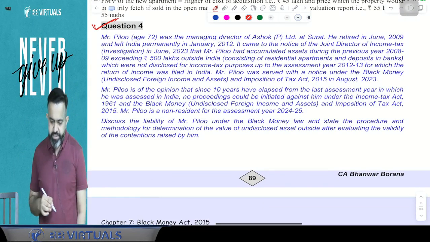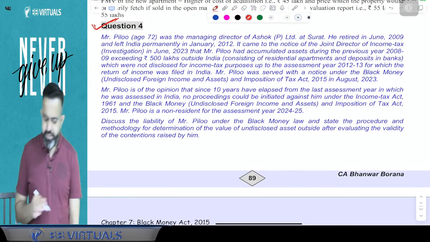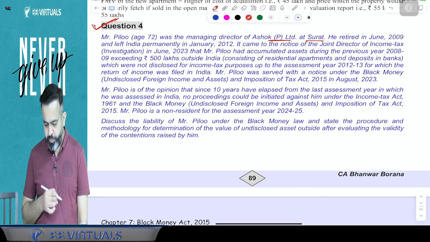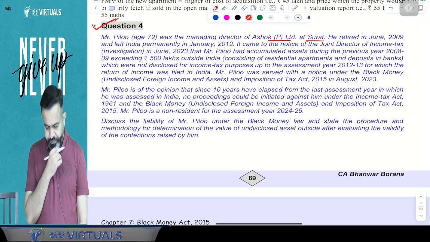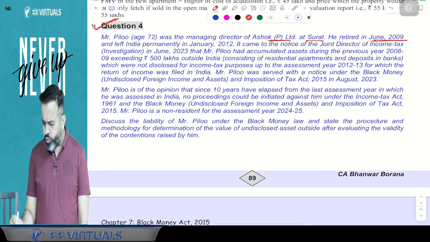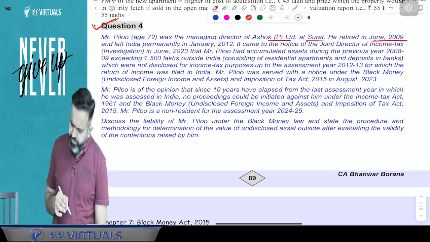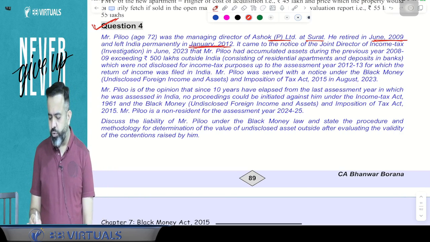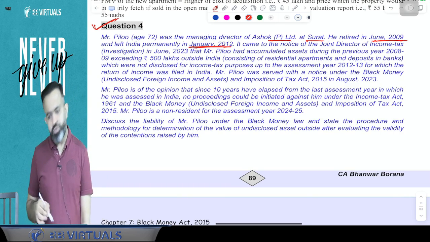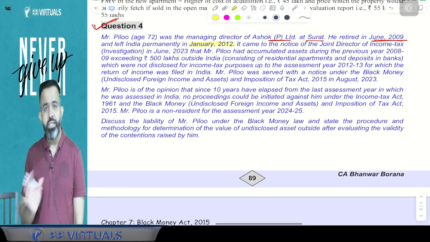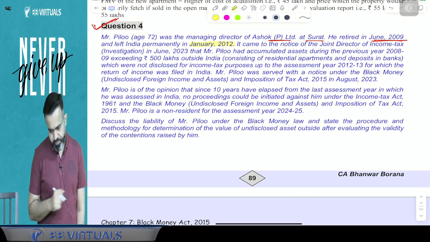Mr. Pilu, age 72 years, was earlier the managing director of Ashok Private Limited, Surat. He retired in June 2009 and left India permanently in January 2012. So now he is a non-resident in India, because he left India permanently in January 2012.